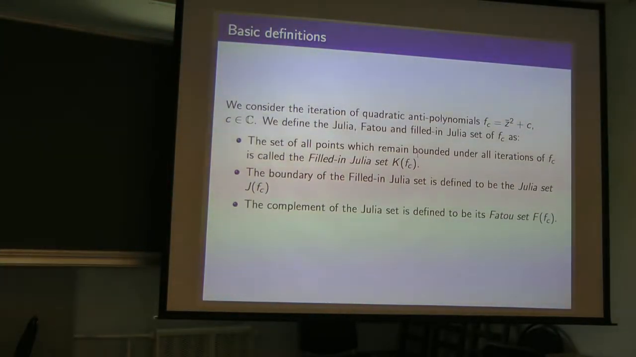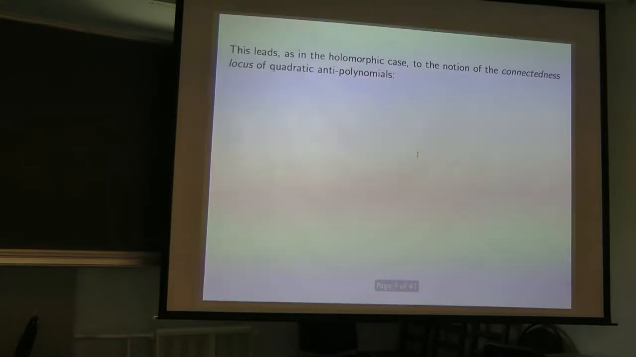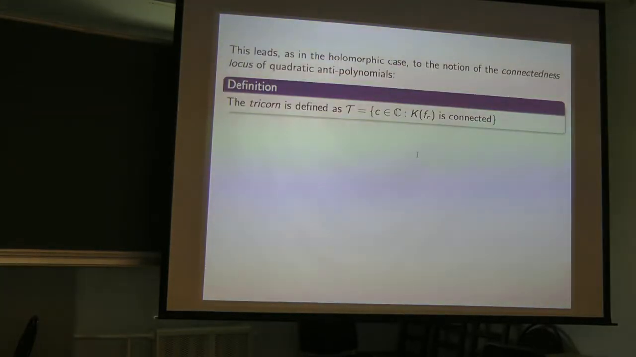First, we look at the iterations of quadratic antiholomorphic polynomials, z bar squared plus c, and just as in the holomorphic case, you define your filled Julia set, Julia set and Fatou set. Almost everybody knows that. Once you have that, you can define the connectedness locus of quadratic antipolynomials, which is the set of all parameters c for which the filled Julia set is connected.